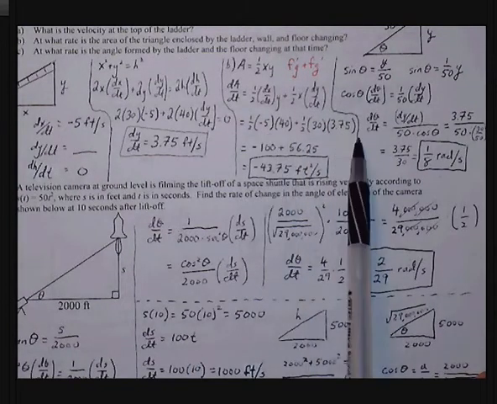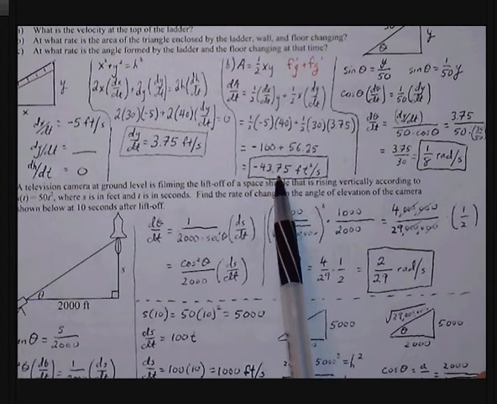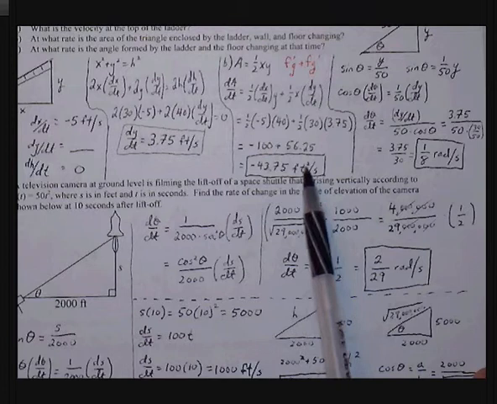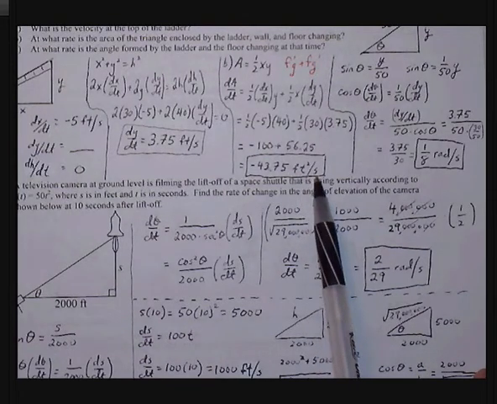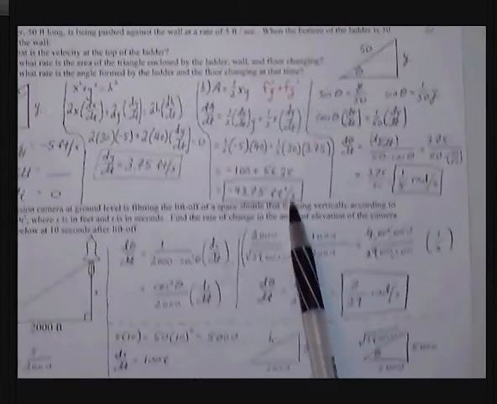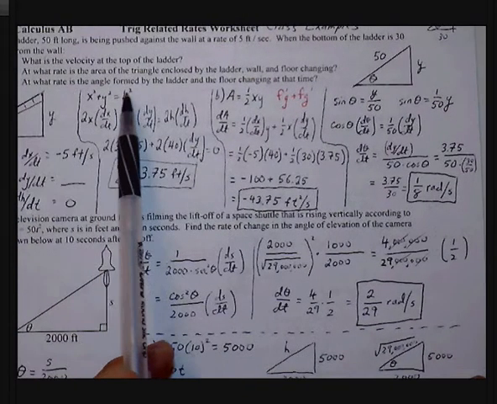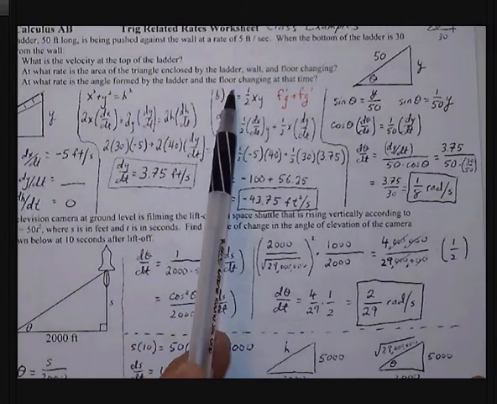So plug this in your calculator. It'll get you negative 43.75 square feet per second. Right? The unit of measurement is rate of change of area, so square feet, and then per second. Okay. Part C, at what rate is the angle formed by the ladder and the floor changing at that time?